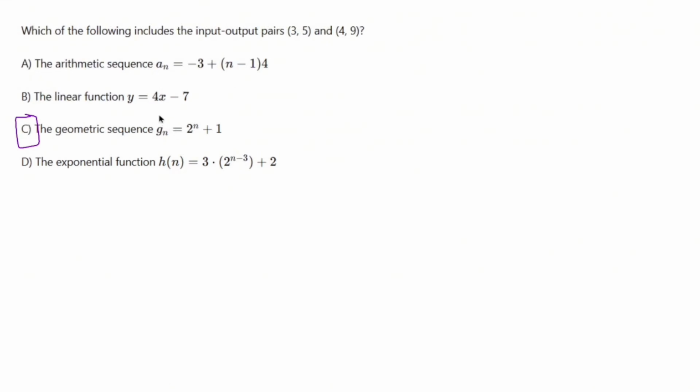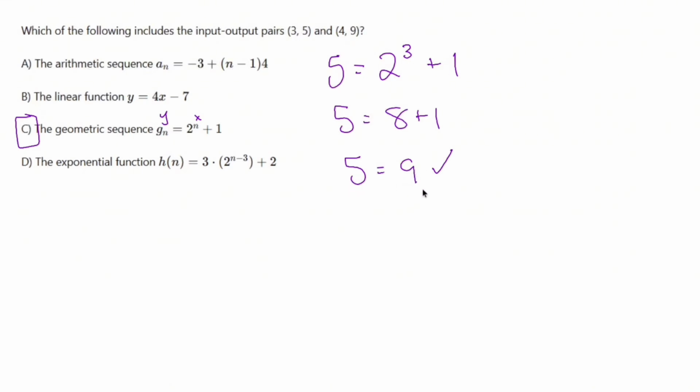Okay, so the output would be my y, and the input would be my x. So if I plug in 3 for n, that would be 2 to the third plus 1, and I should get 5. So 2 to the third is 8, plus 1, and last time I checked, 5 ain't 9. Now I've heard of working from 9 to 5, but 5 isn't 9. So it's not C.